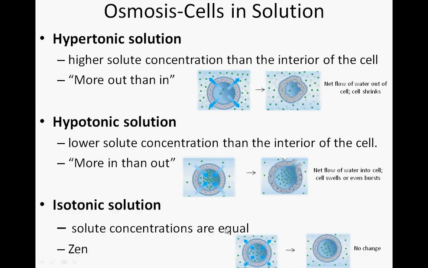Finally, what you ideally want is your cells to be in something called an isotonic solution, where you have equal concentrations of solute on either side of the cell membrane, and then the cell is happy. It doesn't shrink and it doesn't burst. It's just there.